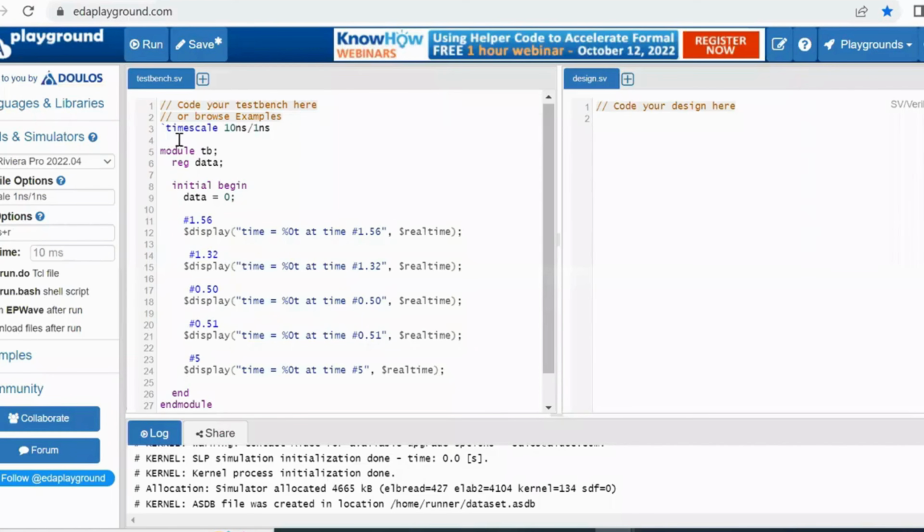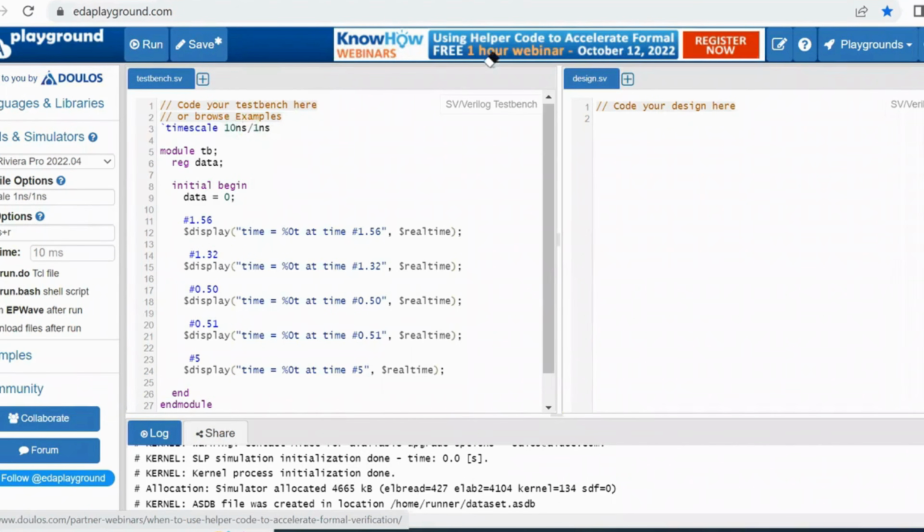Hello guys, in this session we'll discuss the tick timescale concept. Here the timescale specifies the time unit and time precision of a module. The simulation time and delay values are measured using the time unit. Here, 10 nanoseconds on the left-hand side is the time unit and the right-hand side is the time precision. We can take nanoseconds, picoseconds, microseconds, like that in terms of seconds. Here I have taken the time unit as 10 and the time precision as 1, 10 by 1, it's 10.